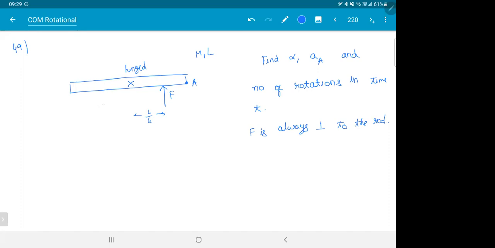So this rod will start rotating like this now. It will become like this. F is like this, and the rod will become like this. F is like this. So you're just pushing the rod always perpendicular. Keep your cams on, everyone.